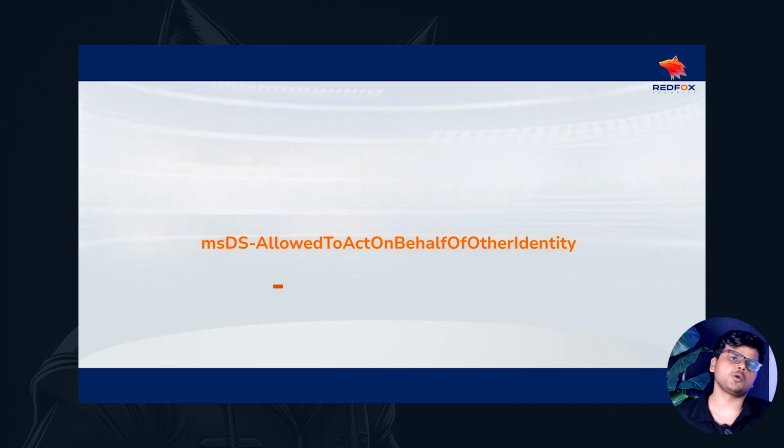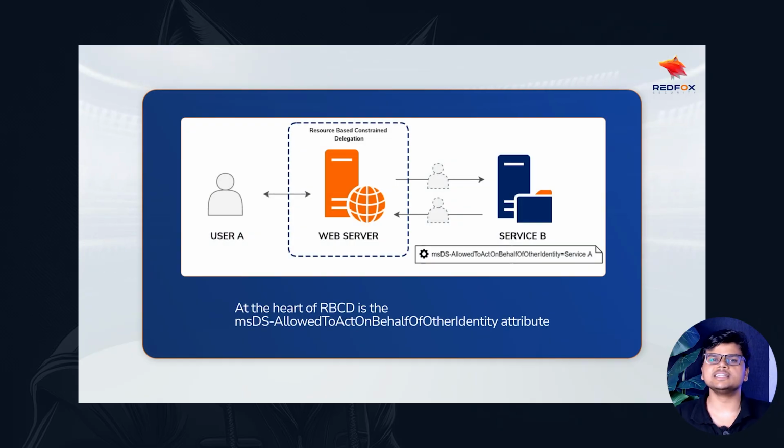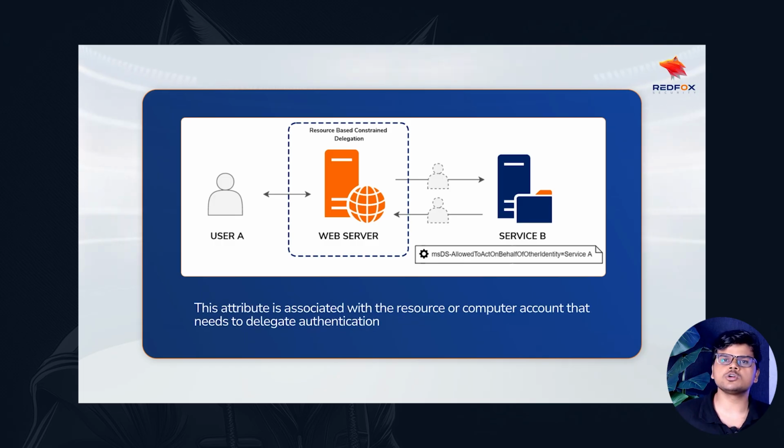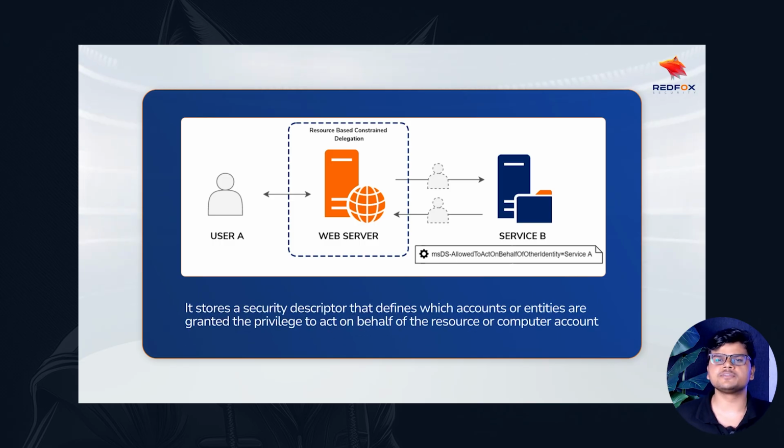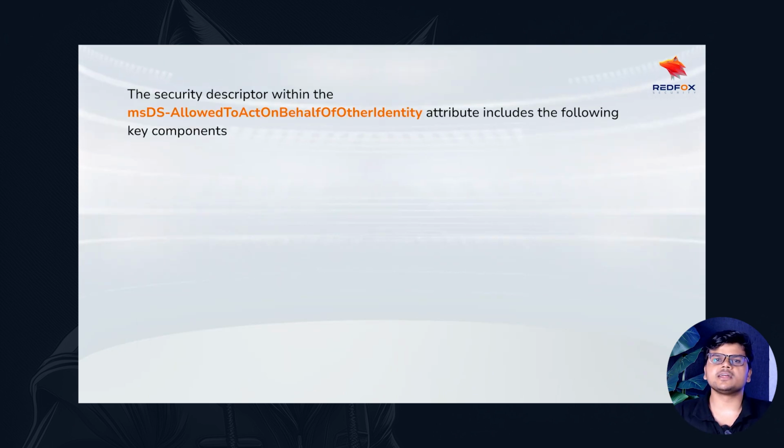Now let's talk about a property called msDS-AllowedToActOnBehalfOfOtherIdentity. At the heart of RBCD is the msDS-AllowedToActOnBehalfOfOtherIdentity attribute. This attribute is associated with the resource or computer account that needs to delegate authentication. It stores a security descriptor that defines which accounts or entities are granted the privilege to act on behalf of the resource or computer account. The security descriptor within the attribute includes the following key components.